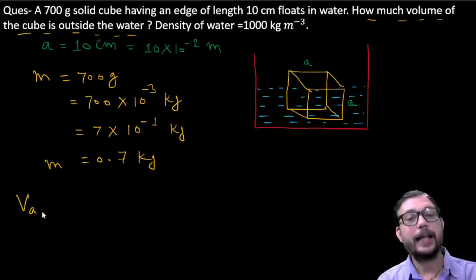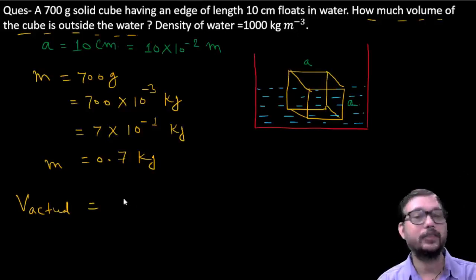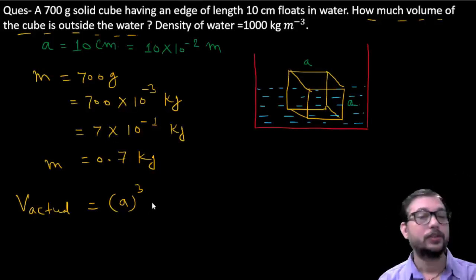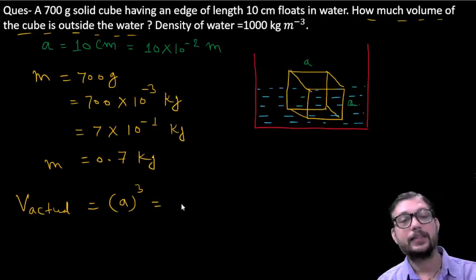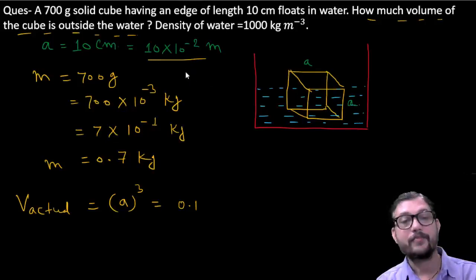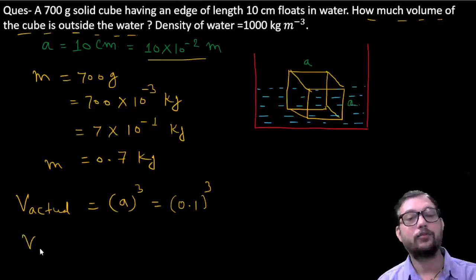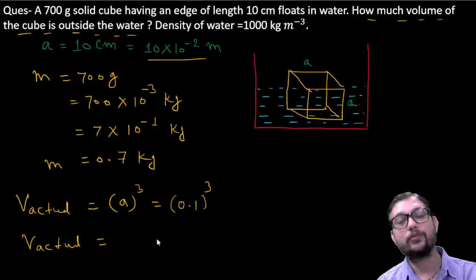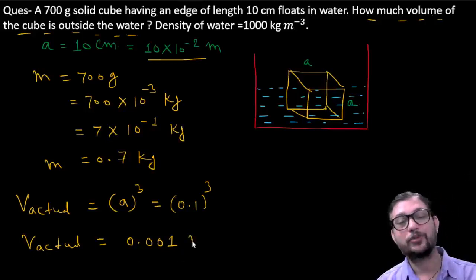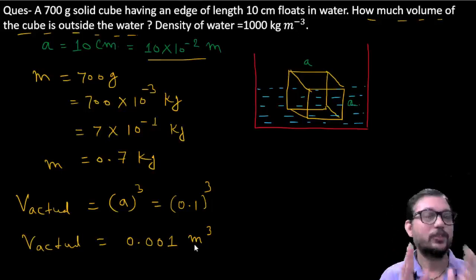So that is the actual volume. Basically we know that the cube of the edge gives the volume. So here the edge is 0.1, that is 10 into 10 to the power minus 2, so it will be 10 to the power minus 1. So 0.1 cubed, and the actual volume will be 0.001. Because this is the volume, the unit will be meter cube. So this is the actual volume.